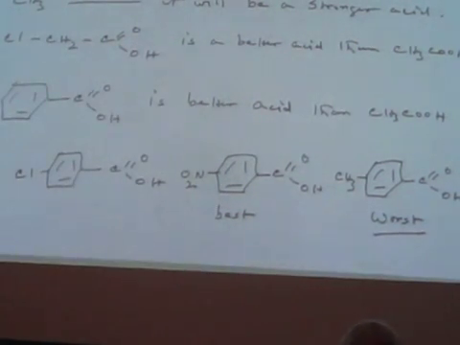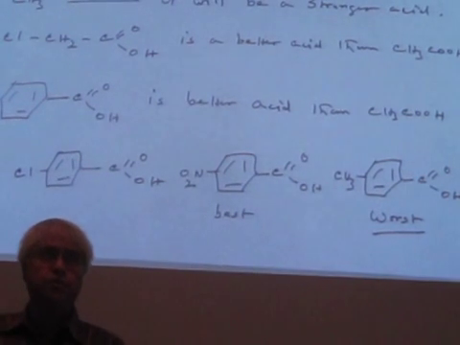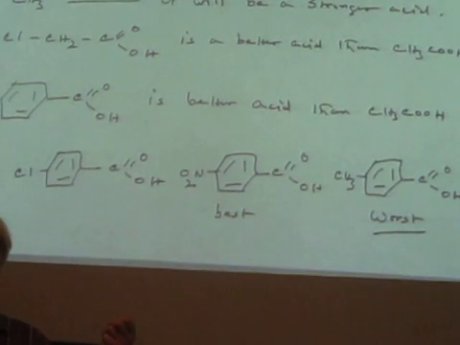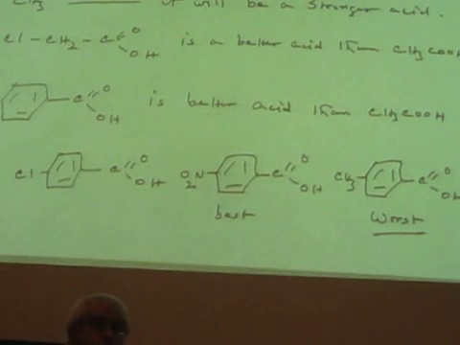Why? Because the nitro group, if you think about it, has 2 oxygens attached to the nitrogen, and the oxygens can pull the electron much more efficiently, and therefore nitro is far more electron withdrawing than chloro. So this is the best acid, and chlorine is somewhere in between. So it's predictable what the strength is. You may not know the number, but you should be able to predict these effects. And we'll go through some problems later on. Don't spend too much time on that.